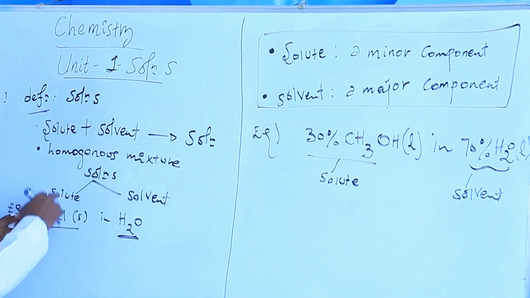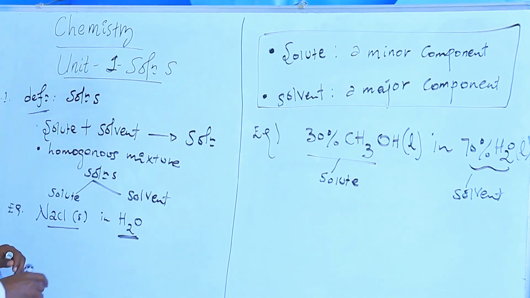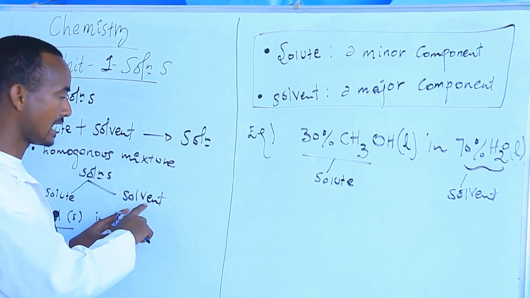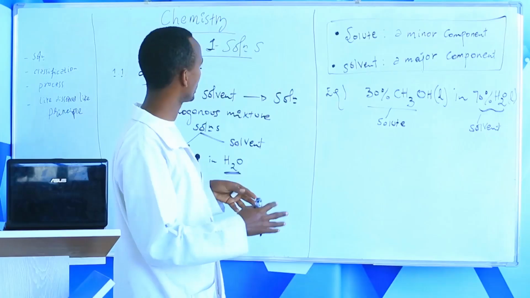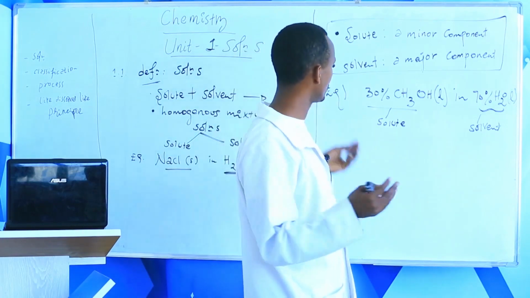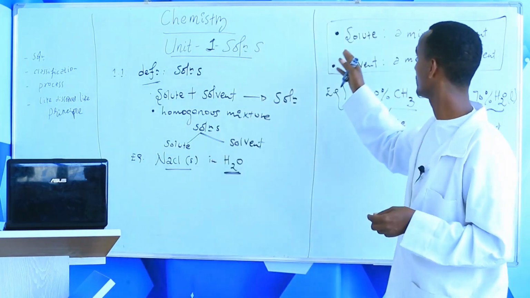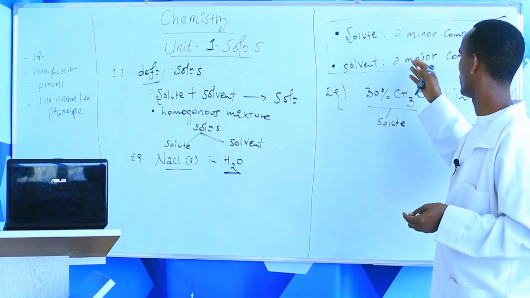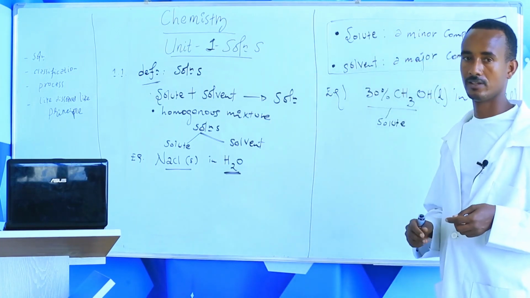When you say solid, it is a substance that gets dissolved in a solution, and the solvent is the substance that does the dissolving. Or we can also define those two components in this way: solid is a minor component, whereas solvent is a major component. Okay?